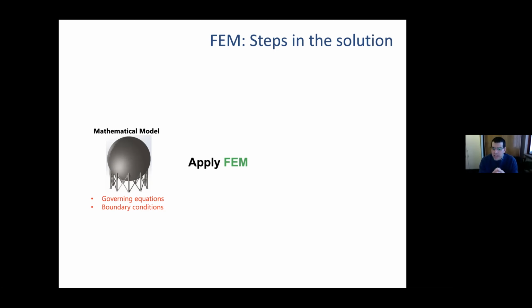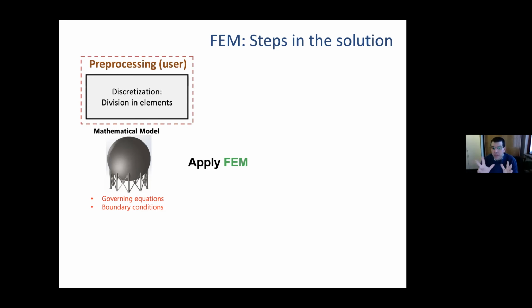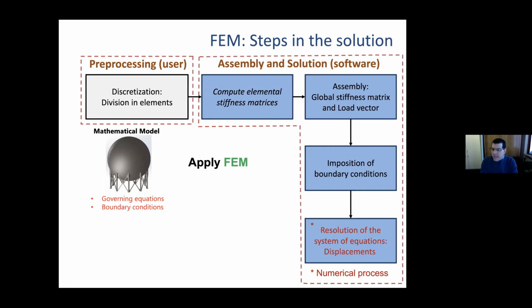So when we apply finite elements, the application of the finite element method is actually comprised of three main steps. The first one is the preprocessing step, that is a user-dependent step. During this preprocessing, what we do is discretize our geometry. So we discretize our mathematical model using our finite elements. Then follows the assembly and solution step, which is usually performed by the software. That can be a commercial software or an in-house software.